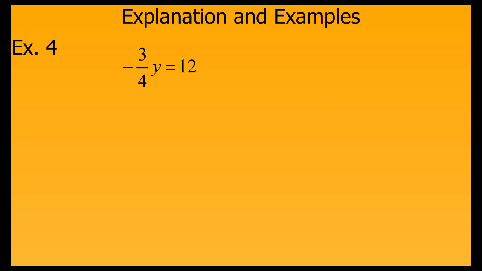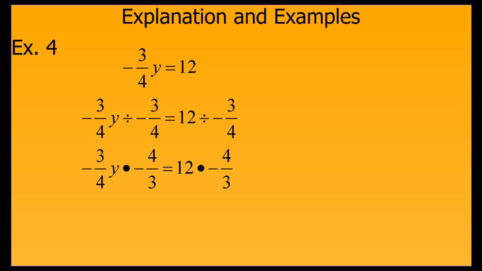Our variable y in this case has been multiplied by -3/4. So we want to do the inverse operation, so we divide by -3/4. But this is where our knowledge of fractions comes in handy. We know that dividing by a fraction is the same as multiplying by its reciprocal, so we're going to rewrite this as multiplying both sides by -4/3.